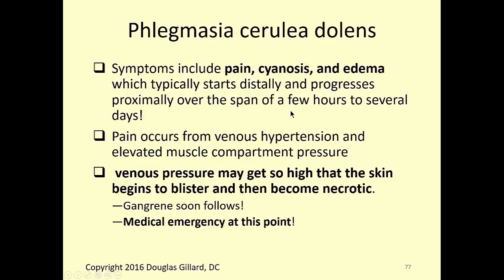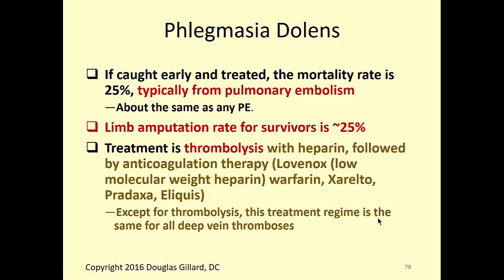The pain occurs from venous hypertension and elevated muscle compartment pressure. So you get a compartment-type syndrome, which is very painful. It can affect nerves as well, which I didn't even mention. Venous pressure may get so high that the skin begins to blister and then become necrotic. So it can actually blister and start to peel off, and gangrene will follow for sure. It's a medical emergency at this point. If caught early and treated like that picture we saw, a quarter of the patients still die from PE, but 75% will live. If it's not caught early, you're probably going to die.